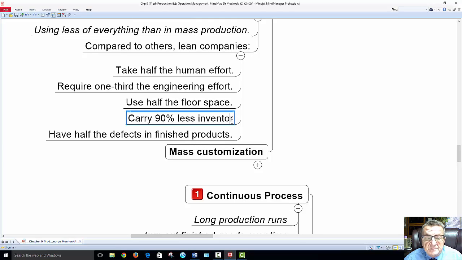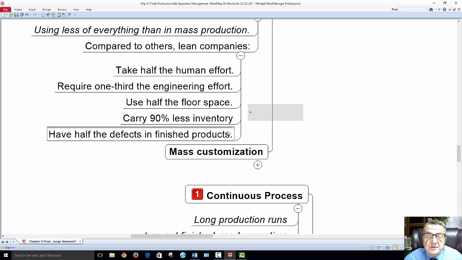Geez, my spell check didn't pick up technology. See, I work on it and now it picks up. Half the defects in finished product.